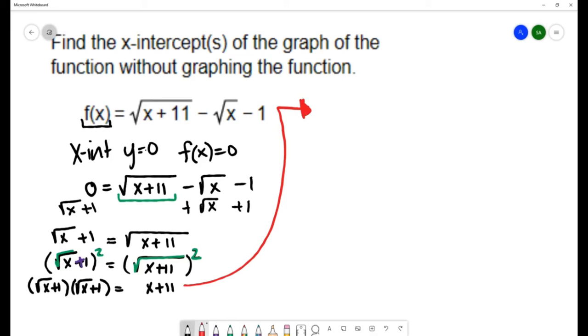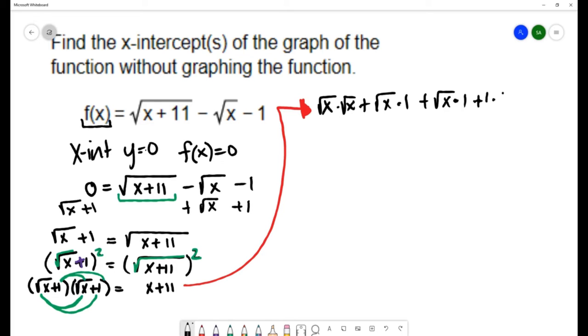Let's continue the problem up here. So I'm going to start multiplying. We multiply these first two together, square root of x times square root of x. We multiply the outside two together. That will be square root of x times 1. Then we're going to multiply the inside two together. That's square root of x times 1. And then we'll multiply the last two together, 1 times 1. And that's a plus 1 times 1.